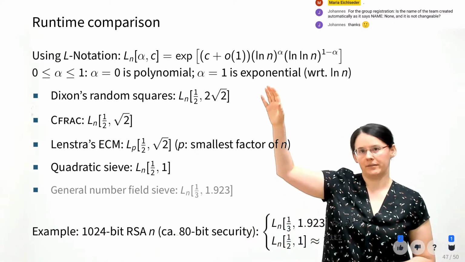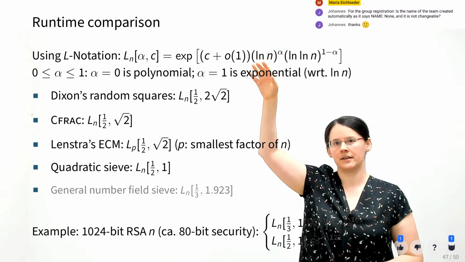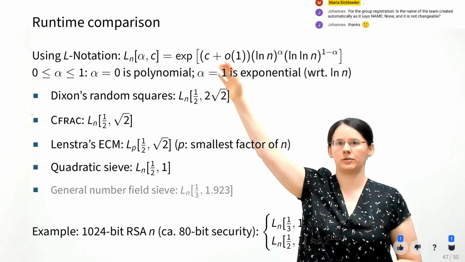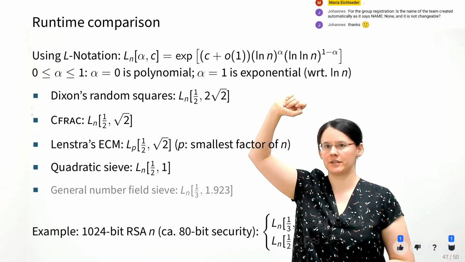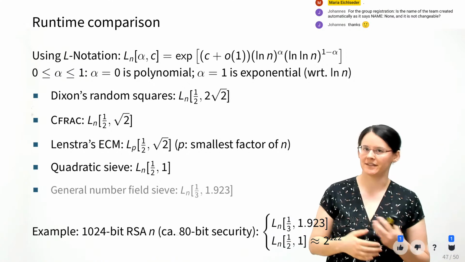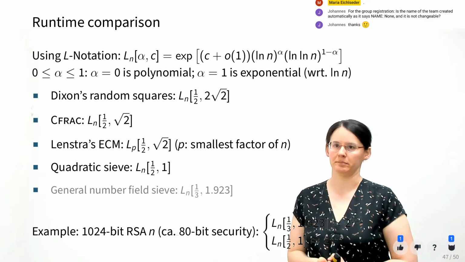If alpha is 1, then this part here remains, and this part disappears. So what we have is e to the power of c times log n, or in other words, n to the power of c. Now, since n is exponential in the size of n, this corresponds to an exponential runtime.